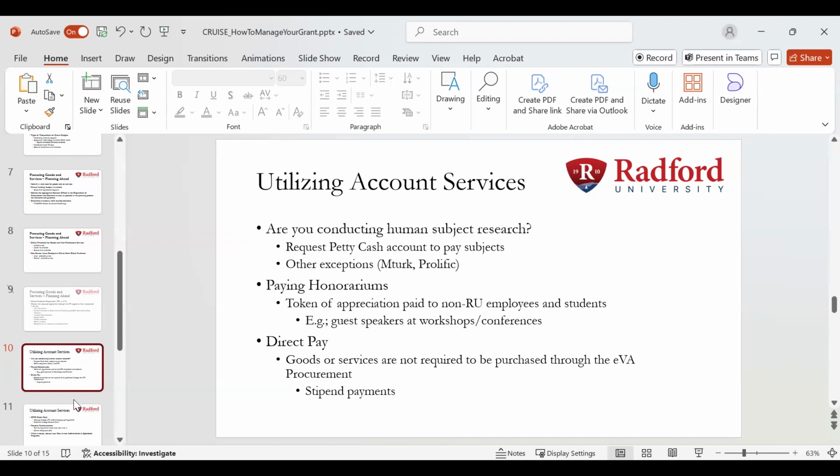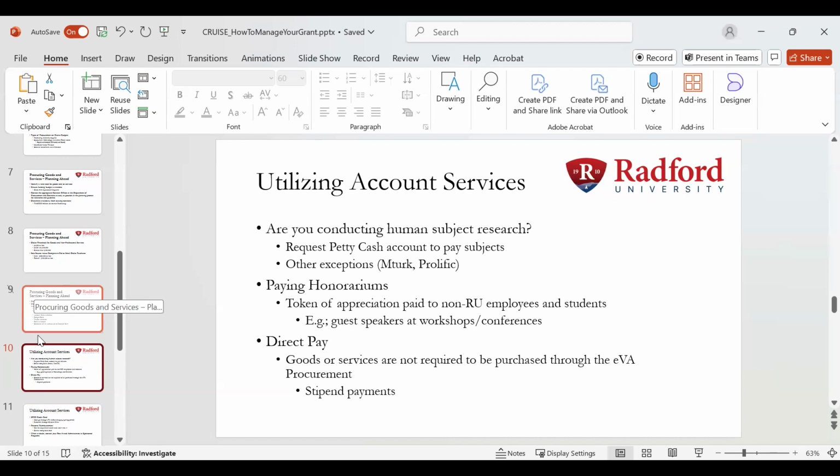So we're kind of new, at least in sponsored programs world, to MTurk and Prolific, but from what I'm understanding from others who have used it, faculty members have been very pleased with using that, and it's been more streamlined and less, I guess, burdensome than keeping up with the petty cash.